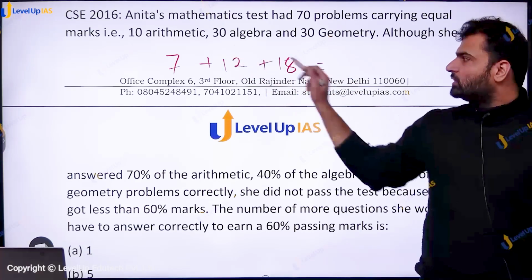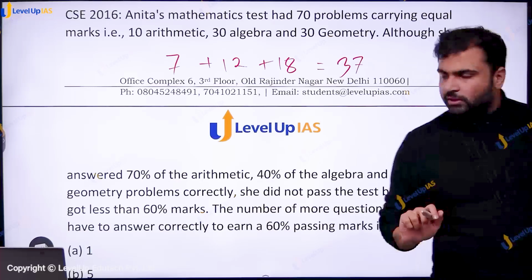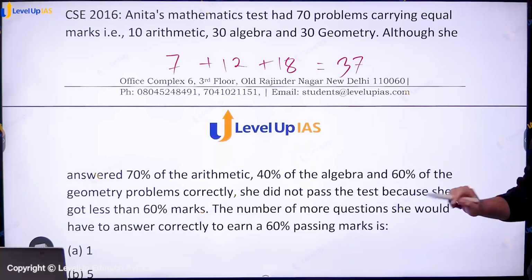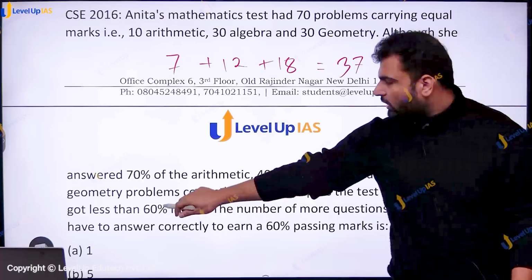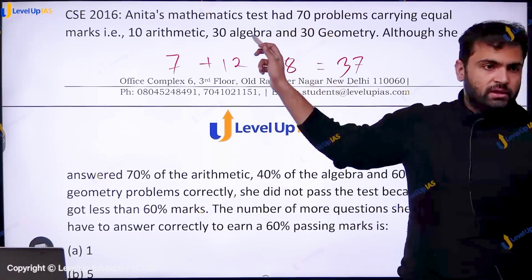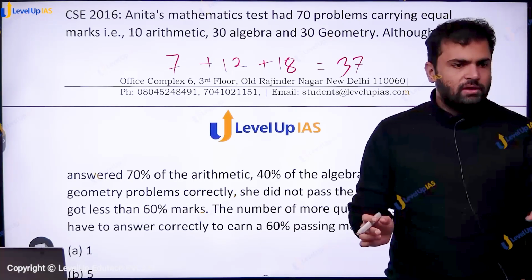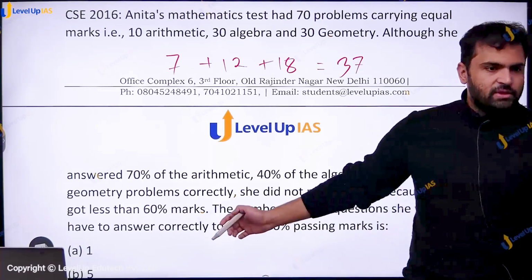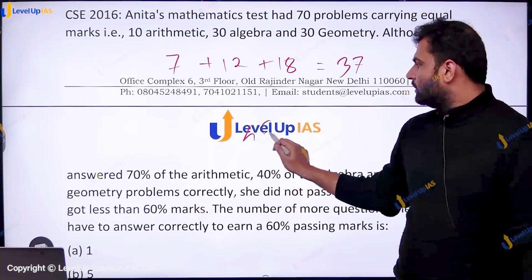18 plus 12 plus 7 is 37. She did correctly. But she did not pass the test because she got less than 60% marks. What is 60% marks? 60% of 70. If you break 70 into 10 parts, 7 is equal to 10%. 60% is 7 into 6, 42. She should have got 42 correct.